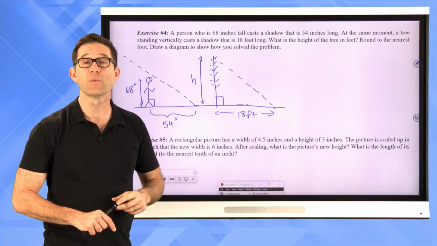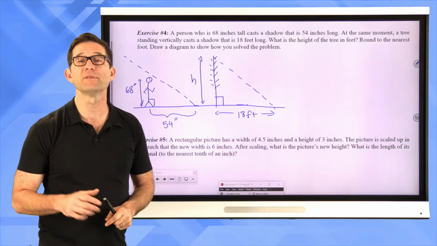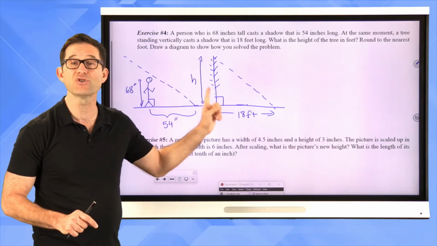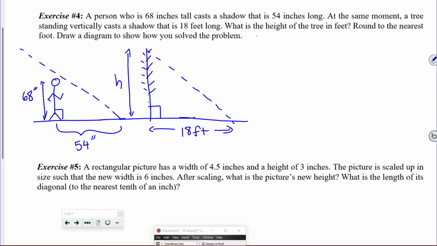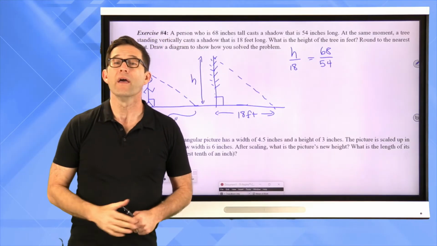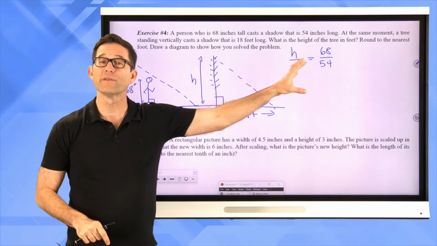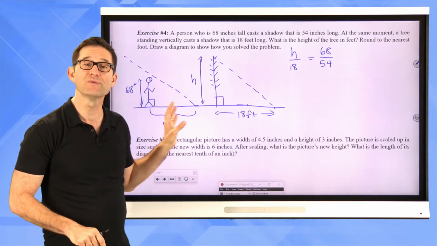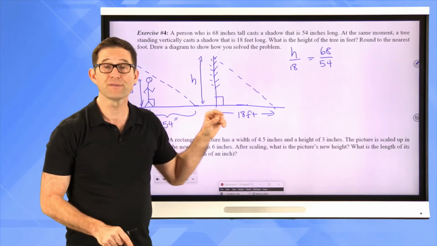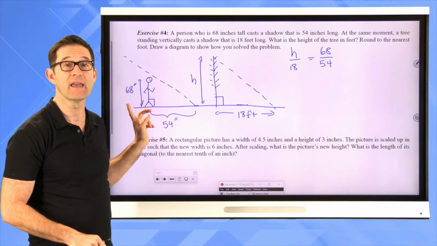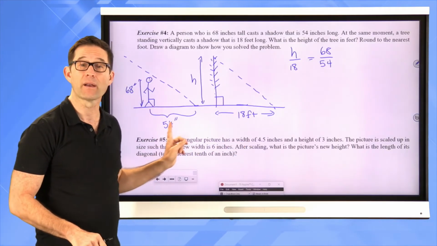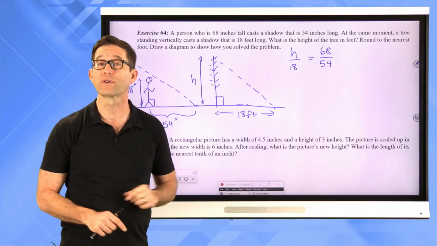Now what we can do is use that ratio of relatively positioned sides, and we can say H divided by 18 is going to be 68 divided by 54. Now don't get me wrong, this is using ratios of relatively positioned sides in the two similar triangles. You could have also said H divided by 68 is equal to 18 divided by 54. That would have worked as well.